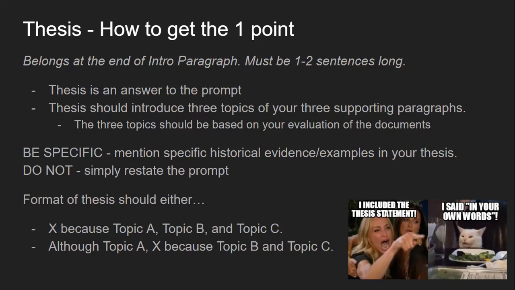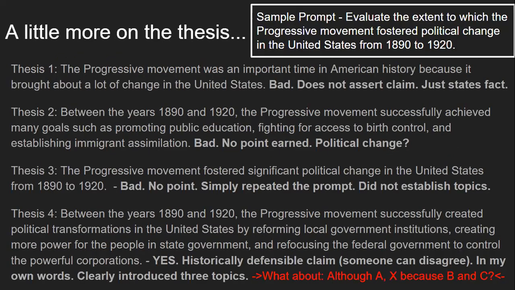Okay, all right. Now let me show you some examples of theses that I wrote for this prompt, 3 of which are bad, 1 of which is good. Okay, so thesis number 1. Let me remind you of the prompt: Evaluate the extent to which the progressive movement fostered political change in the United States from 1890 to 1920. Okay, thesis number 1. So I've already done my contextualization.